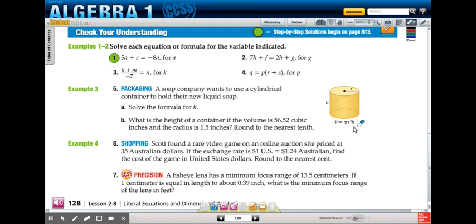So here, they give you the formula, and the first thing they say is solve the formula for H. Sorry, I can't make that any bigger. That's as big as it gets. It's on the page, though. You can look at it in your book, too.